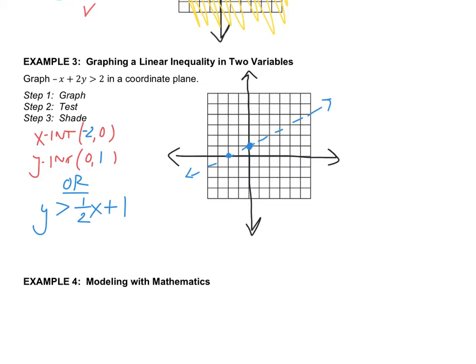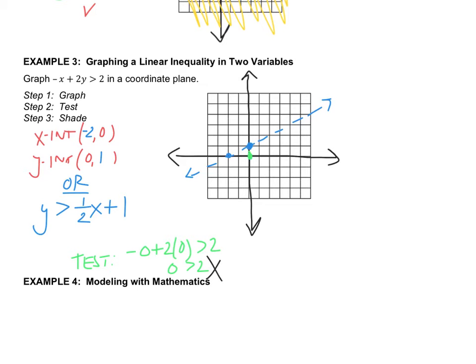So now when I test my point, again, I'm going to test 0, 0, because it's clearly not on my line. So when I test 0, 0, I would have negative 0 plus 2 times 0, which again, is why 0, 0 is a perfect one. Basically, I get 0 is greater than 2. Well, we can hopefully see that is not true. So what that means is I wouldn't leave that point there. Sometimes it's just better not to put it, just kind of know that that's the one you use.